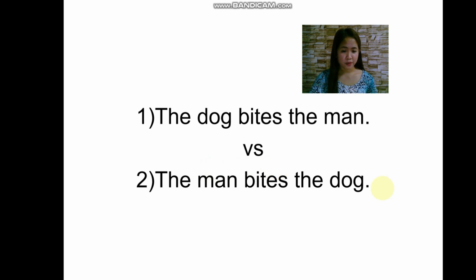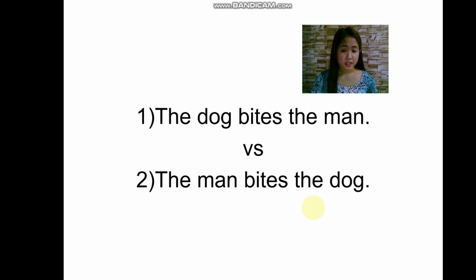If we try to evaluate the agreement between the subject and the verb, we also have the singular subject and at the same time a singular verb. Therefore, this sentence is also syntactically correct. Let us try to evaluate the meaning of the sentence. The man bites the dog.